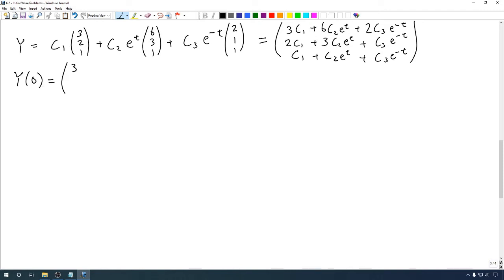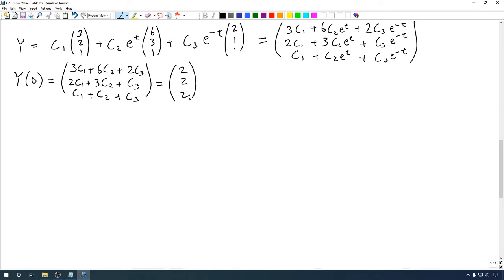So what does this turn into? We get 3c1 plus 6c2 plus 2c3. Then we have 2c1 plus 3c2 plus c3. And then finally we have c1 plus c2 plus c3. The point is that each one of these is just y1 of 0, y2 of 0, and y3 of 0. All of those are going to equal 2, because that's what our initial condition said. So this is what we're trying to solve: we're trying to find c1, c2, and c3 where this is true.